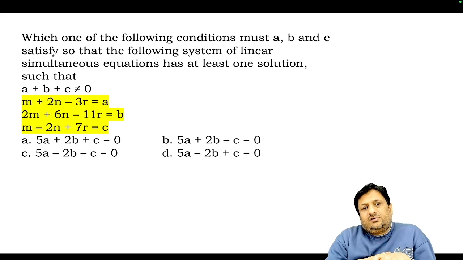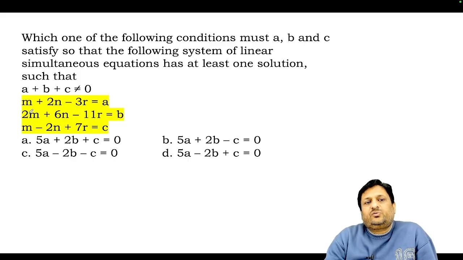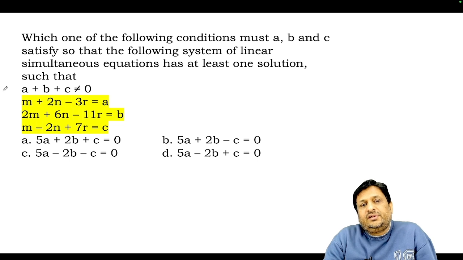Now, this question also has three variables, m, n and r. The first equation is m plus 2n minus 3r is equal to a; a, b, c are constants here. Another condition is given to me, that a plus b plus c is not equal to 0. Let's read the question. Which one of the following conditions must a, b, c satisfy so that the linear equation has at least one solution?